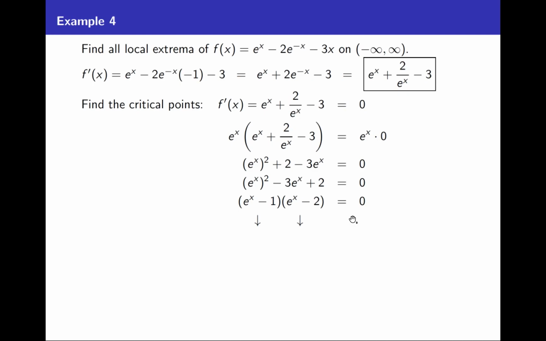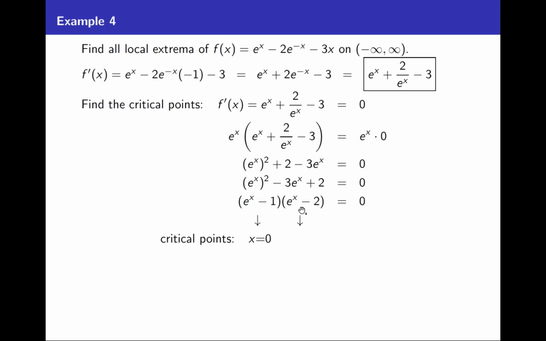For e to the x minus 1, how could that be equal to 0? Well, such an x would be a critical point. And if you think about it, the only x that works is x equals 0, because you would have e to the 0, which is 1, minus 1, gives you 0. So x equals 0 makes this first factor 0.